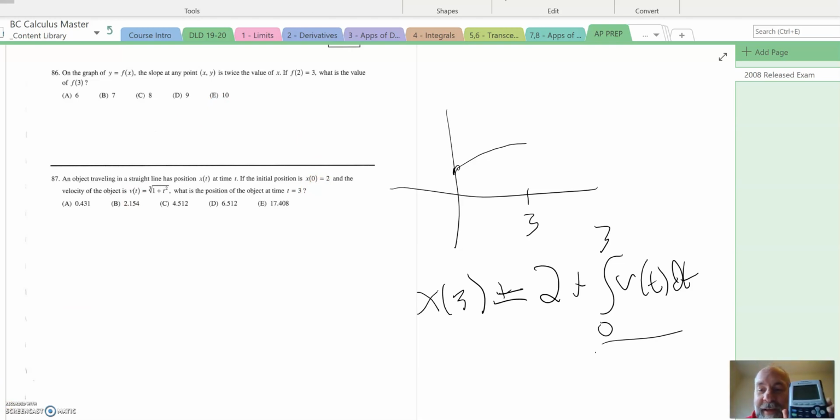Oh, sorry. Here's what I typed in. I integrated it from 0 to 3, and I typed in the function. You could have put it in a y1, but I thought it's a pretty easy function. It's not too bad, so I just put it in the integral. It says the integral is 4.512, but remember, it started at position 2, and they don't want to know the change in position. They want to know the final position. Therefore, the correct answer is D.